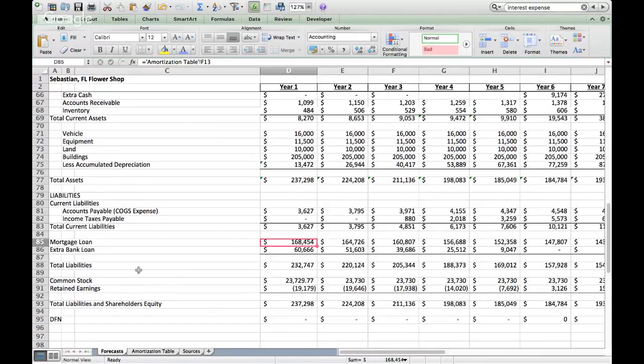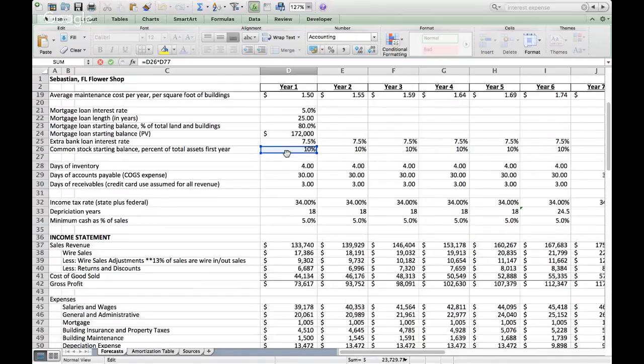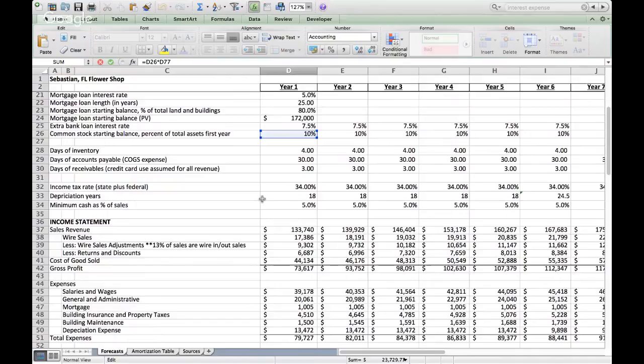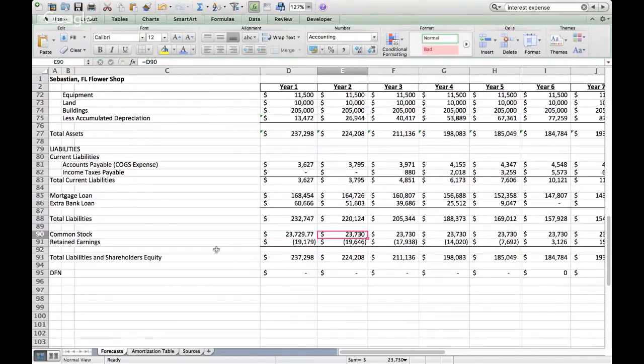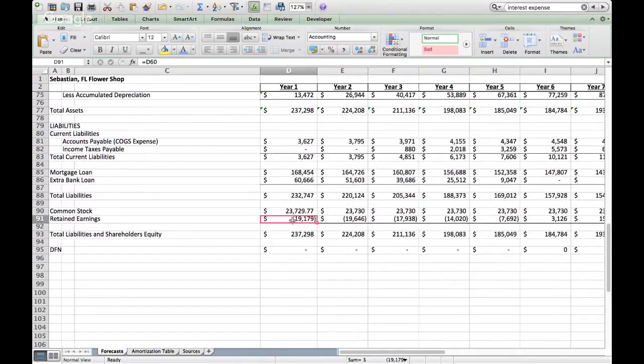I'll jump down to common stock. And common stock is just 10% of our total assets. So we just have that formula in there. And we just have total assets here, and then it is multiplied by 10% right up here. Just the same going forward. And for retained earnings, it's obviously just like normal. It's just net income plus previous retained earnings. But the first year, it just refers to our net income because we don't have any previous retained earnings to add into that.